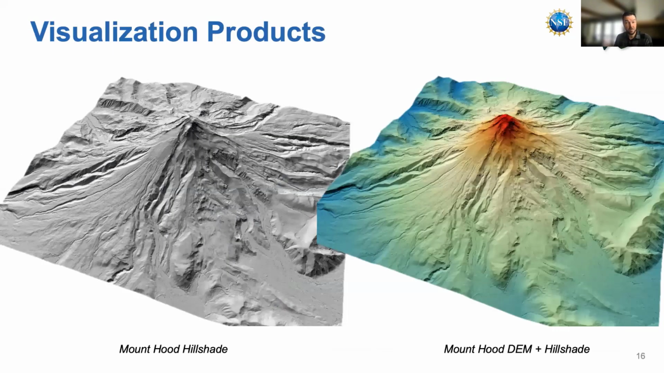Here's Mount Hood again, more pretty pictures. On the left is just a hillshade derived from the DEM, and the right is that color relief hillshade image.